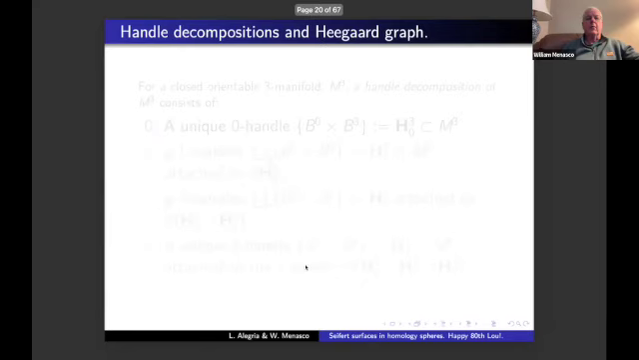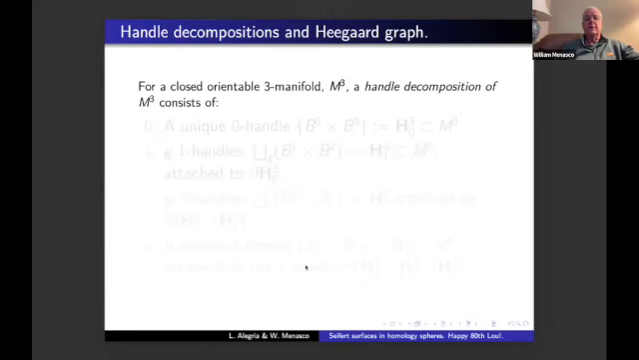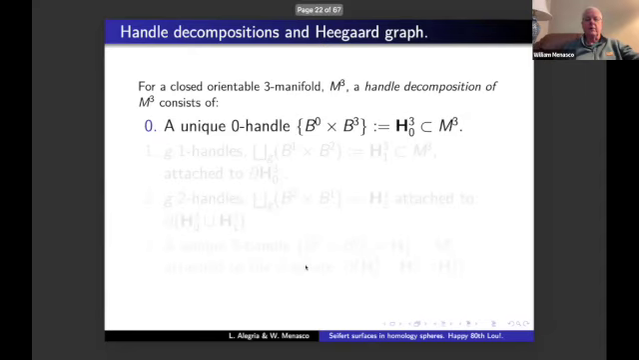So let's talk about this handle decomposition a bit. Everybody hopefully is familiar with how this works.